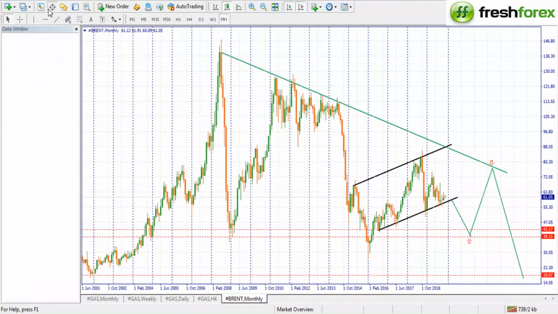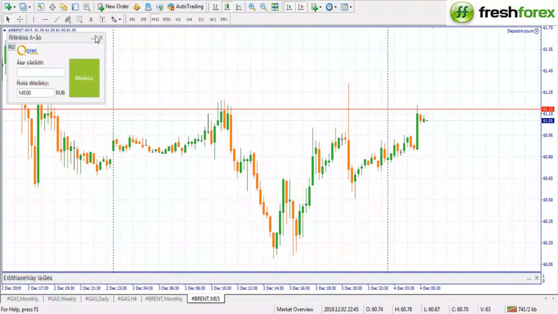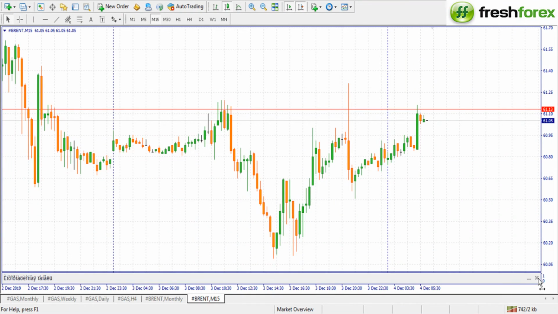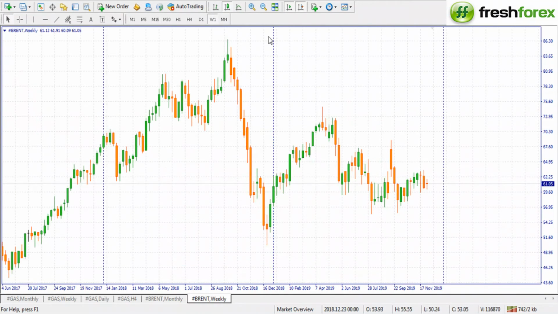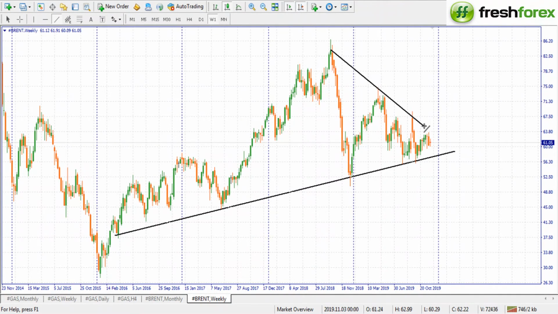So we look at the same chart, lesser time frame, Brent oil, weekly. This is how the weekly chart looks. And on this one, we actually have a trend line, the same one we had on the monthly. This one here, and then we also have another trend line from the top. So as it seems now, this is like some shape which needs to be broken.